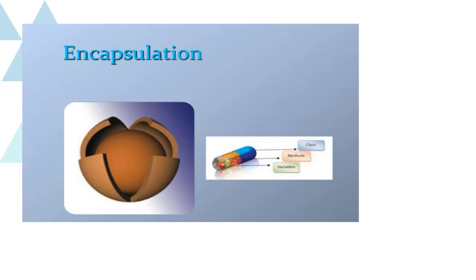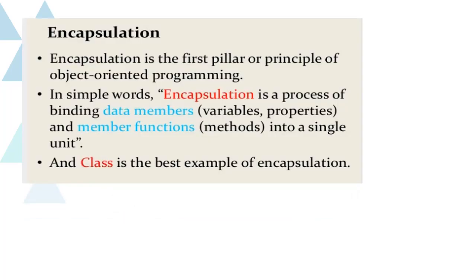In plain English, if I want to explain encapsulation, it means to be enclosed, as in a capsule. Encapsulation is the first pillar or principle of object-oriented programming. In simple words, encapsulation is the process of binding. What do we want to bind here? Data members, which are variables or properties, and member functions, which are methods, into a single unit. If I want to give an example of encapsulation, then a class is the best example of encapsulation.